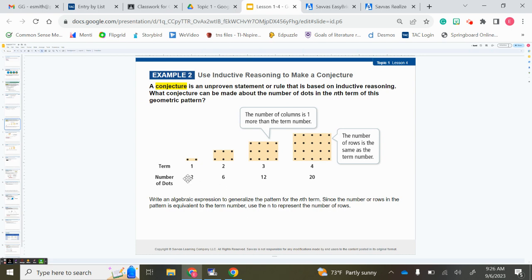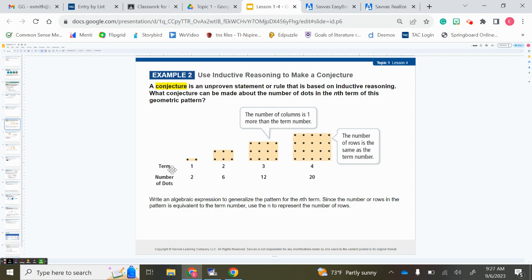We have 2 dots for term 1, 6 for term 2, 12 for term 3, and 20 for term 4. So the pattern that seems to be happening here is the number of columns is one more than the term number, which makes sense. 1 plus 1 gives us 2, 2 plus 1 gives us 3, and so on. The number of rows is the same as the term number. So if you look, there's 4, 4, 3, 3, 2, 2, 1, 1.